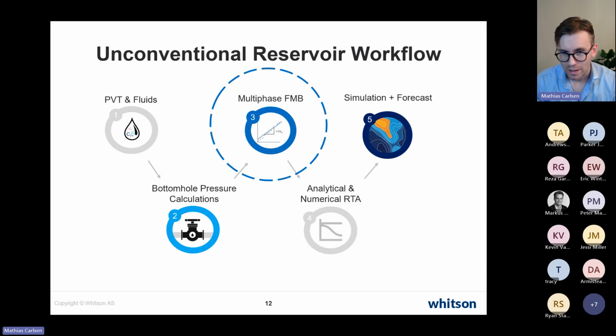Also, which we'll touch upon later, the multiphase FMB doesn't require relative permeability curves as an input, which is, quote unquote, even more beautiful. So very few inputs to do something very fundamental and important. That's also why it's this early in the workflow.